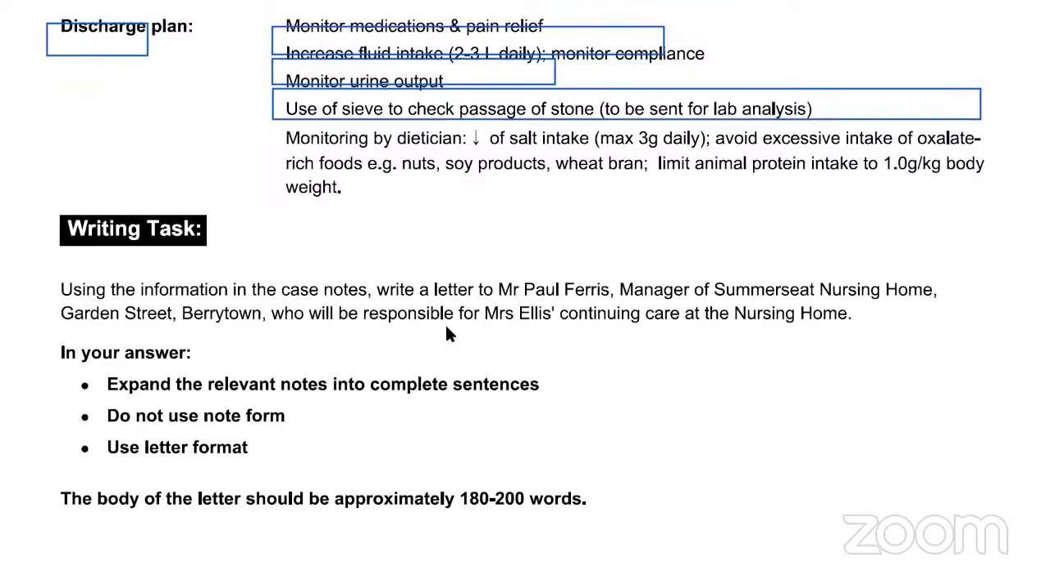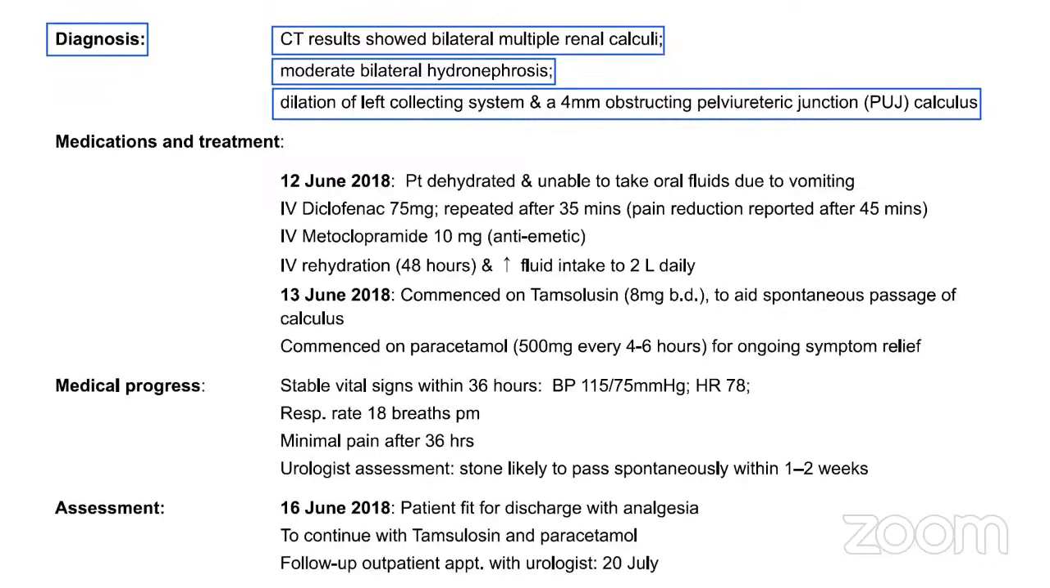Using the information in the case notes, write a letter to Mr. Paul Ferris, manager of Summerseat Nursing Home, Garden Street, Berry Town, near his house. Who will be responsible for Mrs. Ellis's continuing care at the nursing home? So temporarily she is going there. She'll be taken care of by them. And when she's well, then they will be sending her back home.